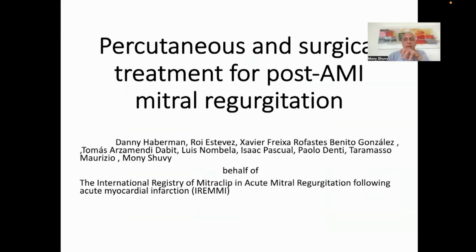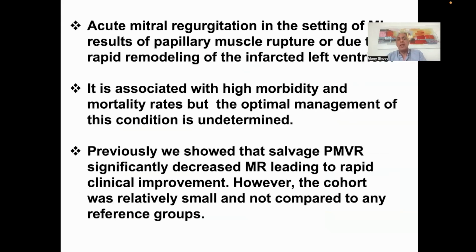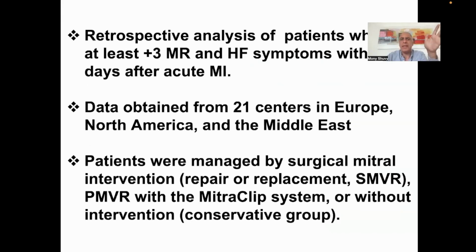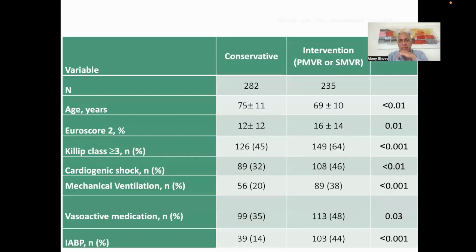So, as I told you before, we combined our registries, and we approached the hospitals and asked them to send us data on patients with acute MR that were treated either by clip or by surgery, or were treated by only medications. Those patients were recruited in 21 centers in Europe, North America, and Israel. All of them had at least 3+ MR and heart failure after acute MR. And as I said, they were treated by surgery, clip, or by therapy.